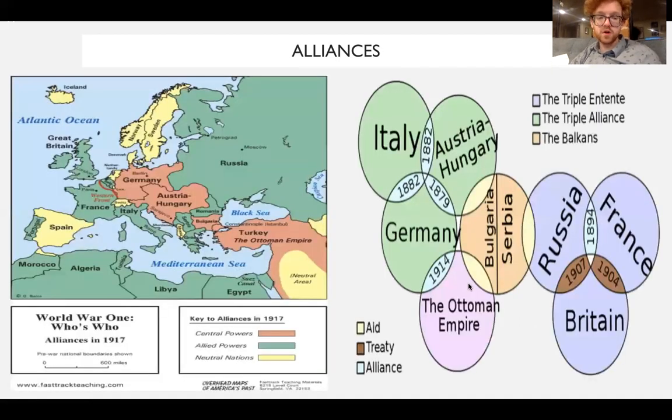And then just to show how complicated these alliances are, I have a map right here. Look through this. Italy is going to switch sides, as I mentioned. They do the same thing in World War II, but we'll get there too.